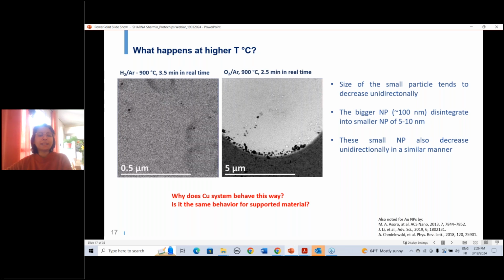Could it be that it's related to the support? Since we have silicon nitride on which we have the nanoparticles, which might not be representative of the alumina support because of the difference in the interfacial energy between the nanoparticle and the material.